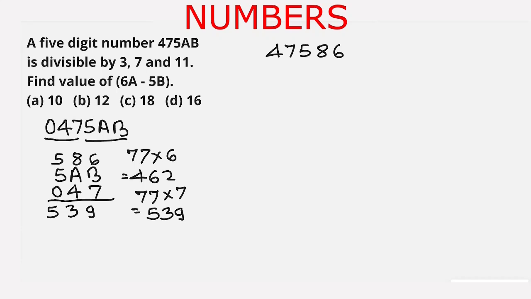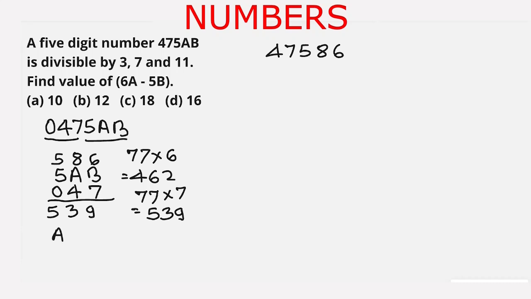4 plus 7 is 11. 11 plus 5 is 16. 16 plus 8 is 24. 24 plus 6 is 30. And 30 is divisible by 3. And from here we can find the value of A and B.